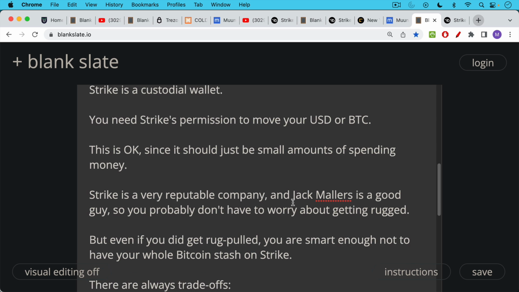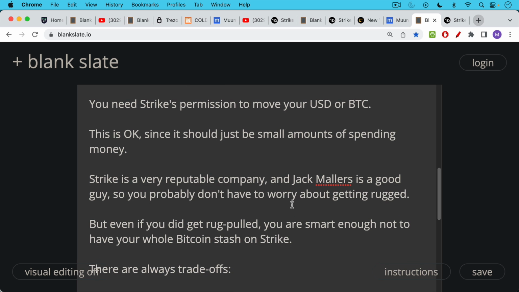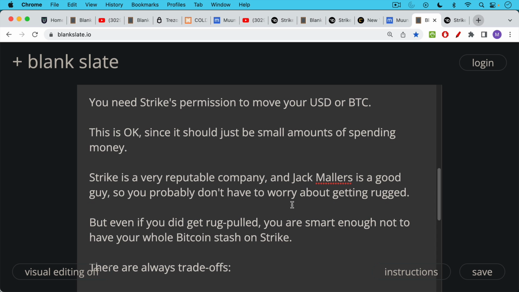But of course, it always is a possibility where something happens to Strike and you lose your Bitcoin that is stored there. And I suppose you could lose your US dollars as well. But even if you were to get rug pulled or something were to get frozen, it's not going to be a big deal because, again, we're just using this as a spending wallet, as a hot wallet. So it'd be equivalent to getting your wallet or purse stolen. It'd be an inconvenience, but hopefully it would not completely change your household finances.